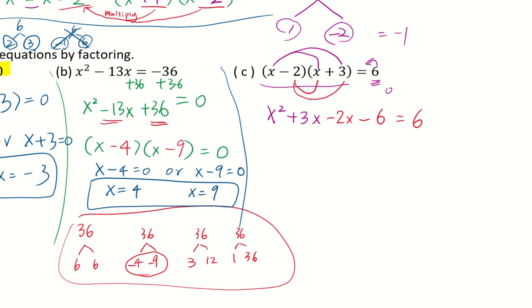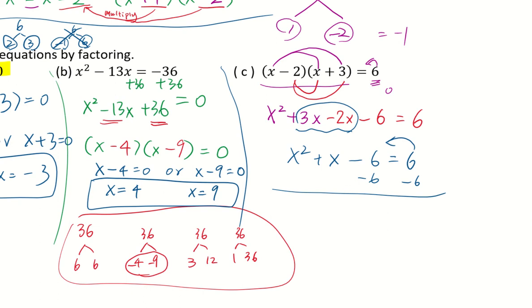Now on the left side, combine like terms. These two terms are actually like terms. x squared, 3x minus 2x, that's a positive 1x, minus 6 equals 6. Remember, we need to leave one side equal to 0, so move the 6 to the left side, subtract 6 on both sides. We have x squared plus x minus 12 equals 0.